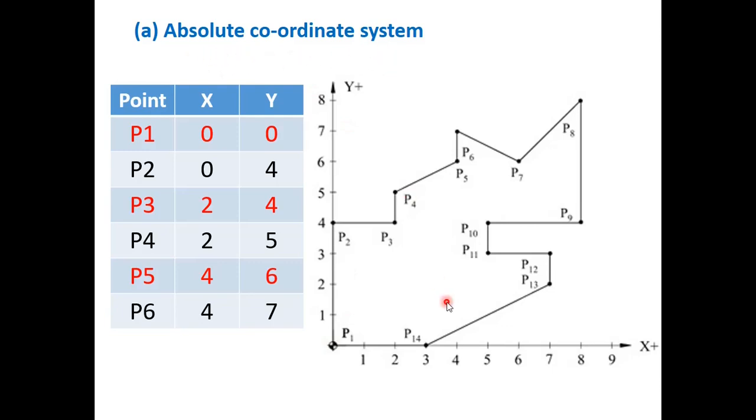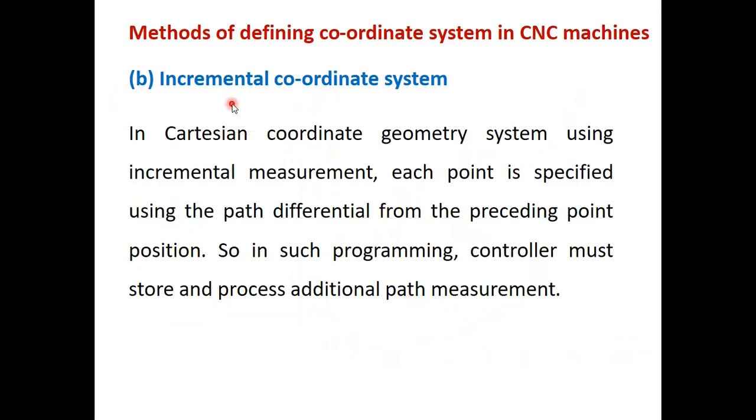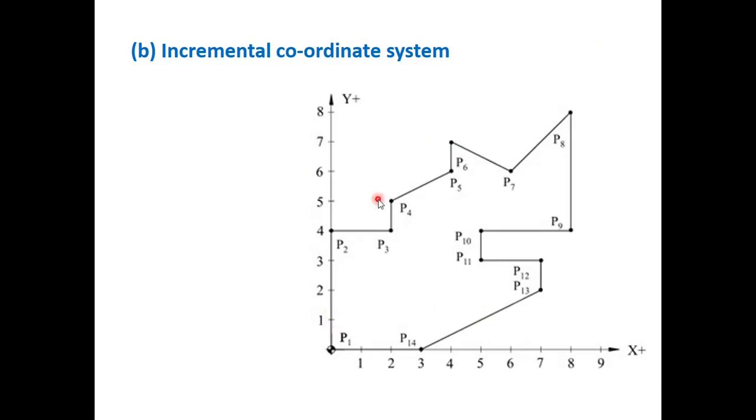Now let's go to the next one, that is the incremental coordinate system. In incremental measurement, each point is specified using the path differential from the preceding point. So in such programming, the controller must store and process the additional path measurement. We'll take the same problem, same x-axis, y-axis, P1 is initially lying at 0 0, and then P2 and all other points.